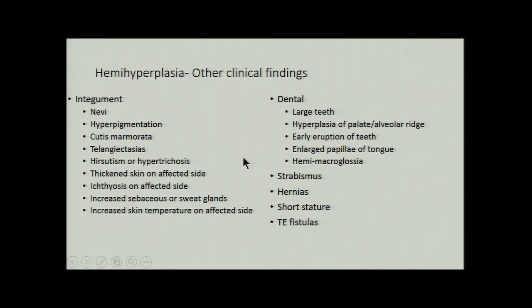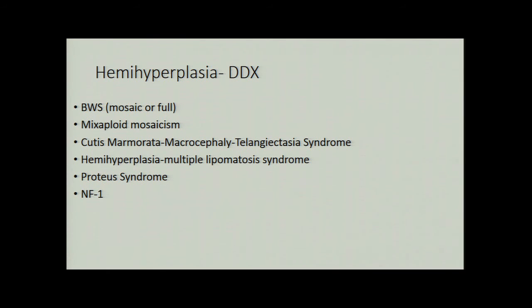We tend to look at the skin very carefully because a lot of these patients will have cutaneous findings, so referring to a dermatologist is a good idea because nevi, hyperpigmentation, cutis marmorata, which is marbling of the skin, telangiectasias, thickened skin, increased number of sweat glands. All these things are actually signs of these overgrowth conditions. And of course, early eruption of teeth, large teeth, and changes in tongue size are also examples. So these are just things to pay attention to when you're doing a physical exam so that they can suggest to you more of a syndromic presentation.